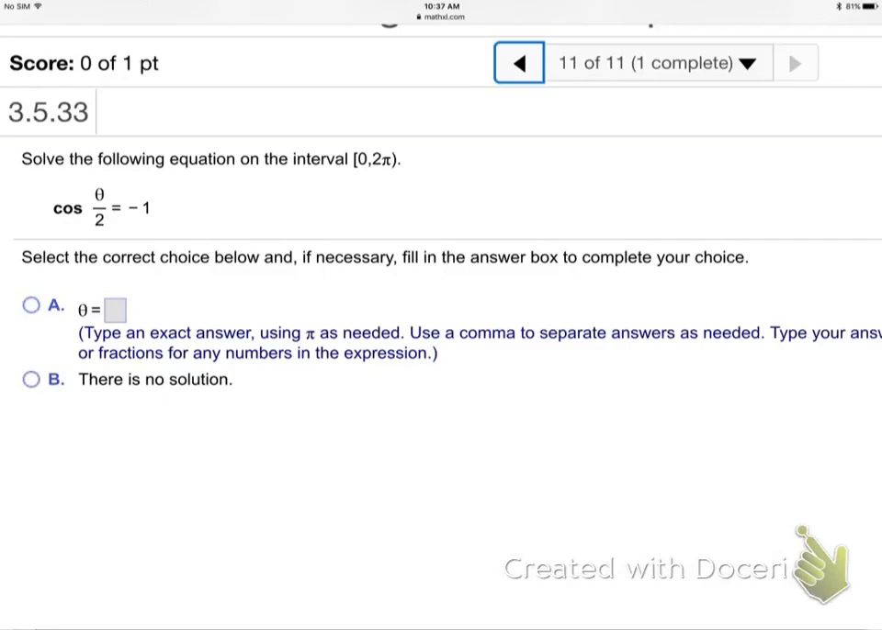Right. Let's do this one. So it's cosine of theta over 2 is -1. Let me just rewrite it. So number 11, cosine theta over 2 is -1. All right, so as soon as we see that the argument we plug into the cosine is not just a plain theta, we know what we have to do. Well, first off, unit circle, huh?